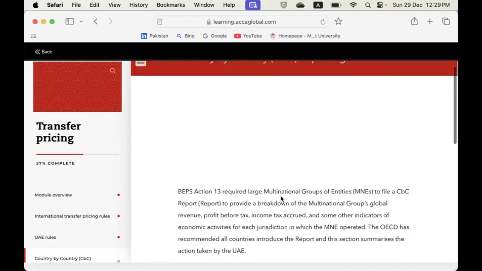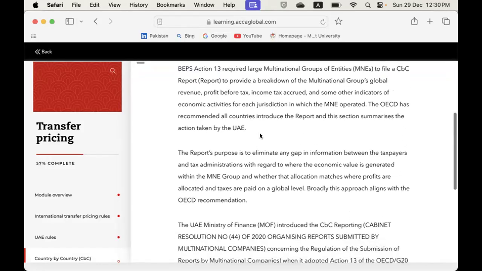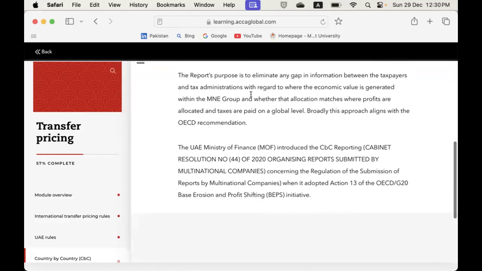Now we're coming to CBCR, country by country reporting. BEPS Action 13, we need to remember this point. BEPS Action 13 requires large multinational enterprise groups, MNEs, to file a country by country report to provide a breakdown of the multinational group's global revenue, profit before tax, income tax accrued, and some other indicators of the economic activities for each jurisdiction in which the MNE group operates. The OECD has recommended all countries introduce the report. The report's purpose is to eliminate any gap in information between the taxpayers and tax administration with regard to where the economic value is generated.